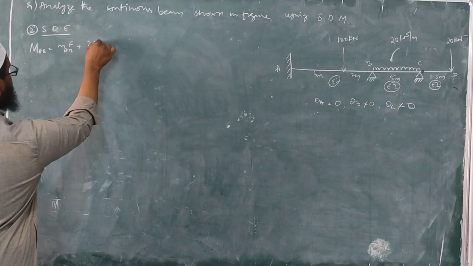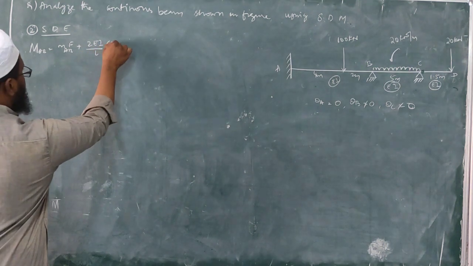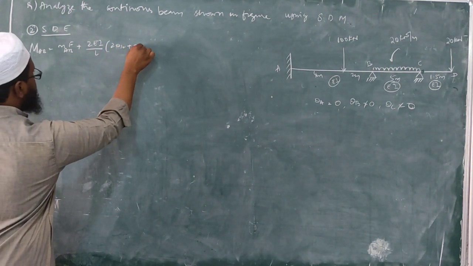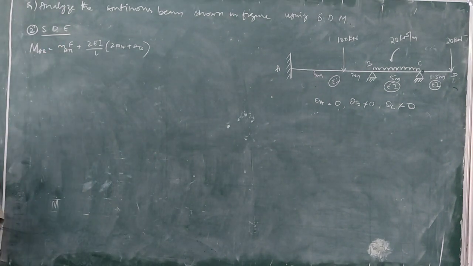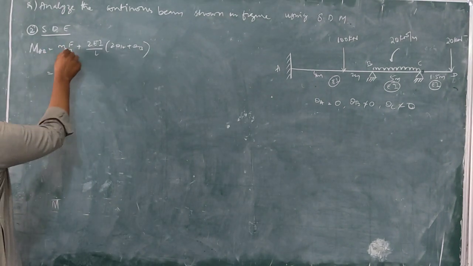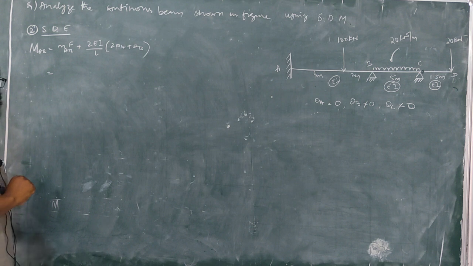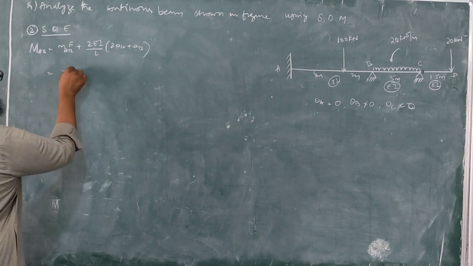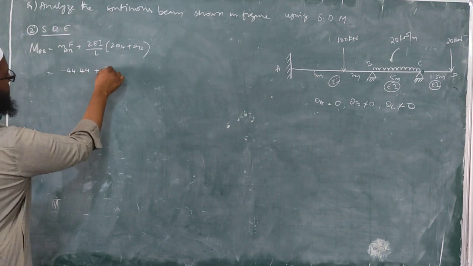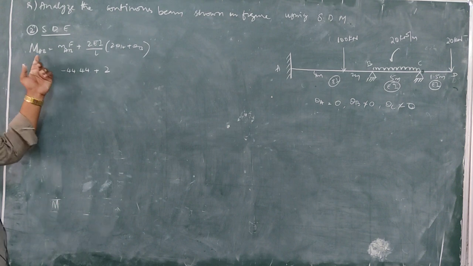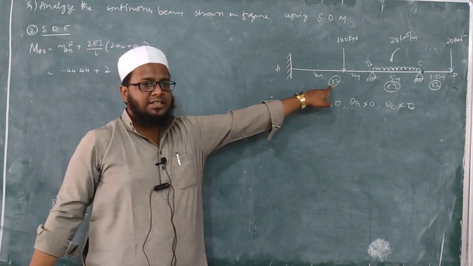Slope deflection equation is nothing but capital MAB is equal to MF AB plus 2EI by L into 2 theta A plus theta B, isn't it? Now what is MF AB we have? We got some value, minus 44.44, plus 2. See here for span AB, EI is as it is EI, okay?